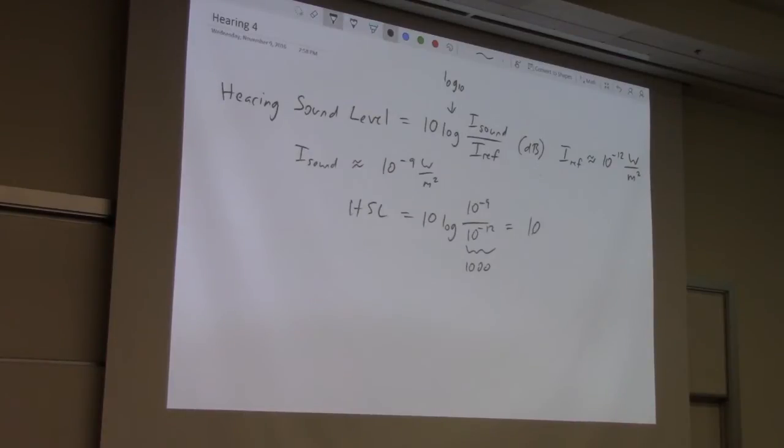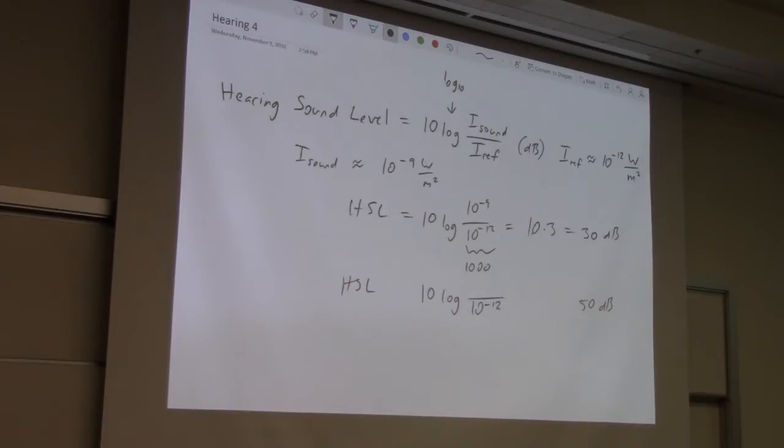What's the log of 1,000? Yeah, 3. So 10 times 3 is 30. Now let's say that instead of 30 decibels, we have a sound that's 50 decibels. Try to figure out how much more intense this sound is than the one we just looked at. The denominator stays the same, but now we have to figure out what the numerator is. Any ideas for what it might be?